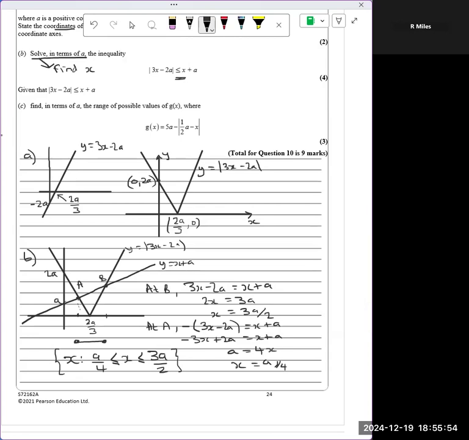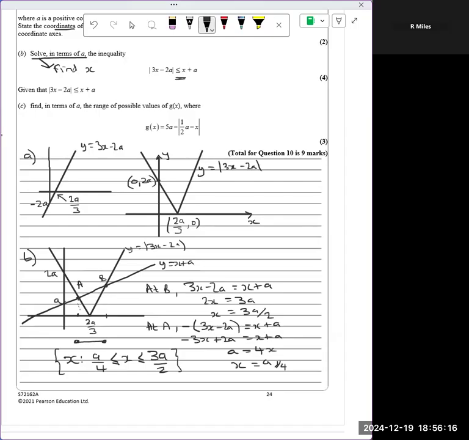X is the variable. A is just a constant which we don't know. That's not the same thing as saying it's a variable, right? It's a constant, but they're not telling us the value of it because they don't want us to plug it into our calculator. So when it says solve, you've got to find x in terms of a.